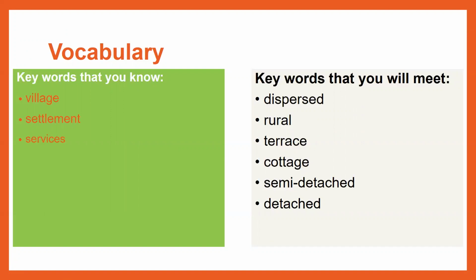Words that we're going to look at today, so we'll do my turn, your turn. So my turn first, dispersed. My turn, rural. My turn, terrace. My turn, cottage. My turn, semi-detached. And finally, my turn, detached.